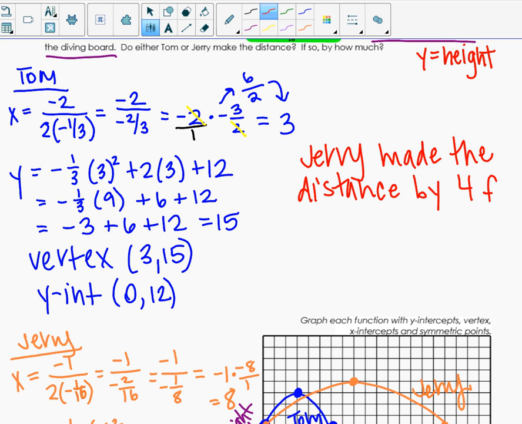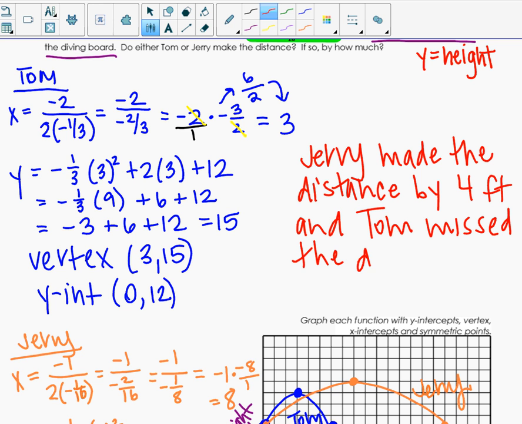And then just be thorough. I'm going to keep going and say, and Tom missed the distance by about, well, we wanted to go 20. He made it about 9.71, so by about 10 point, I think that's 29 feet. Okay, that's how much he was short. That is a very thorough, perfect answer to the question.